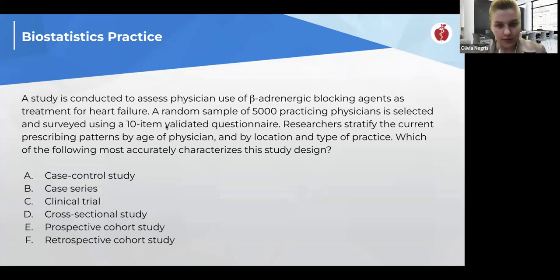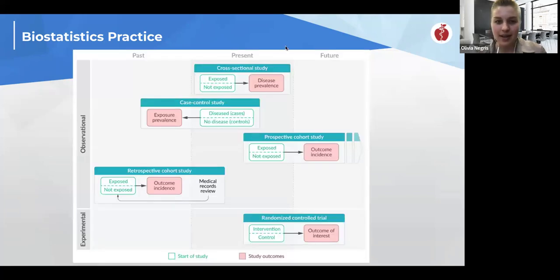We have explanations for why these are all incorrect, but I want to focus on actually the next slide. So if we can go down to this, this is one of my favorite images. You can find versions of this like Amboss and First Aid. First Aid has a really nice one I like. So thinking about our timeline of when the study is being conducted and how we are studying something over time.